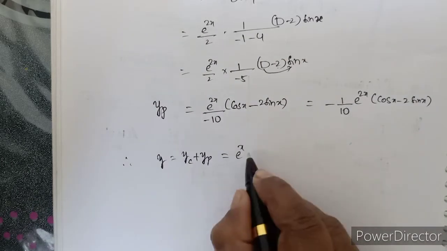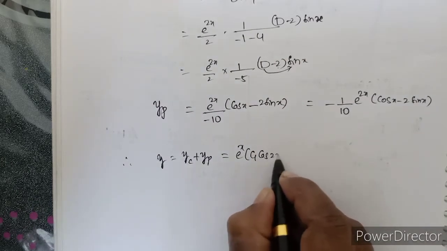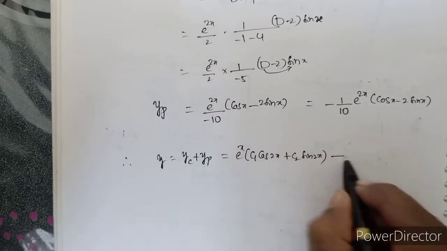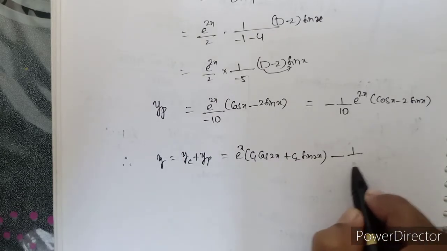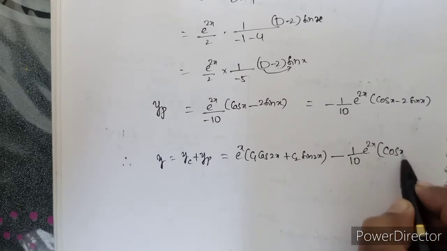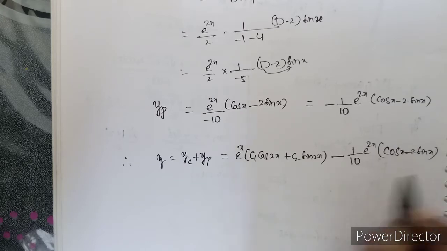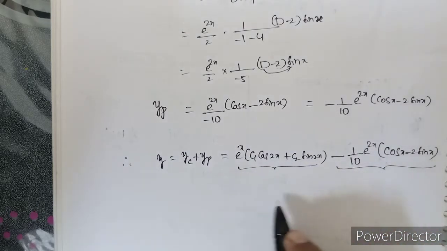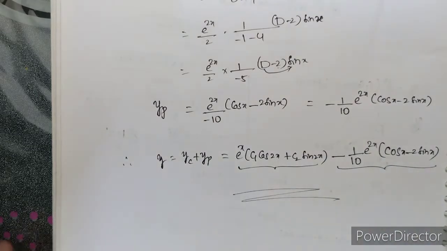e^x (c1 cos 2x + c2 sin 2x) is the complementary function. Now we got the particular integral, minus 1 by 10 into e^(2x) into (cos x minus 2 sin x). This is yc and this is yp. So this is the complete solution of this differential equation.